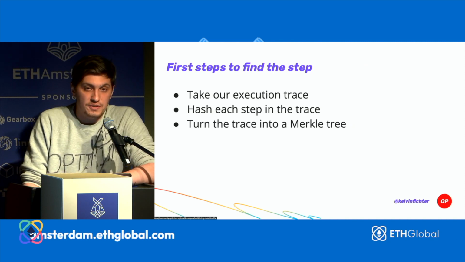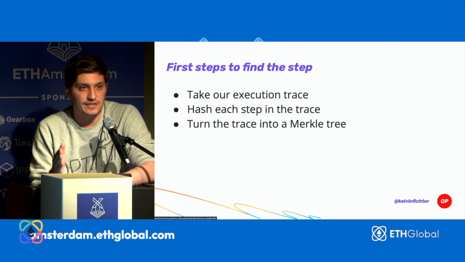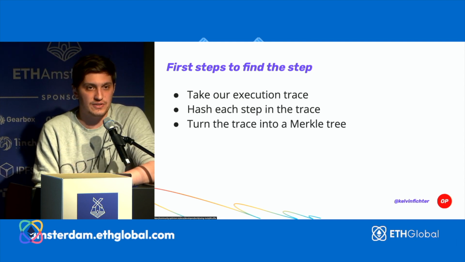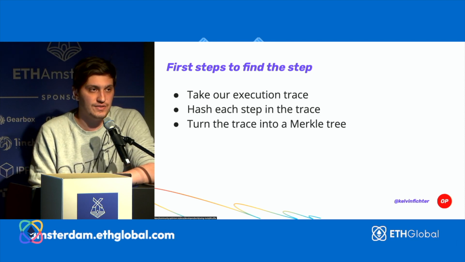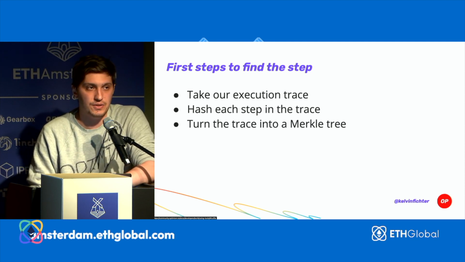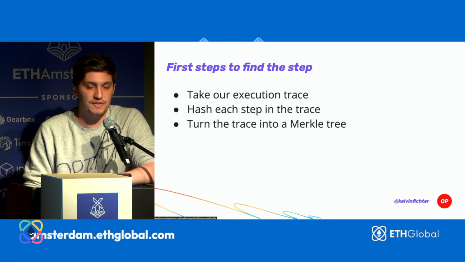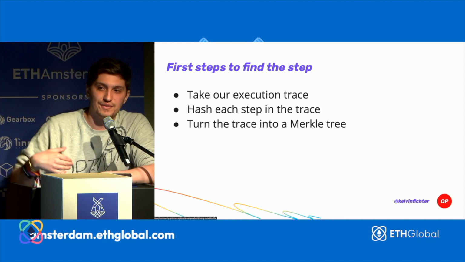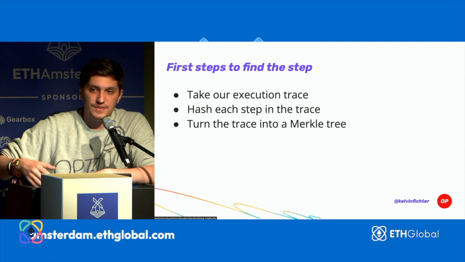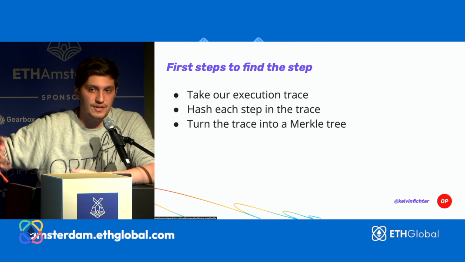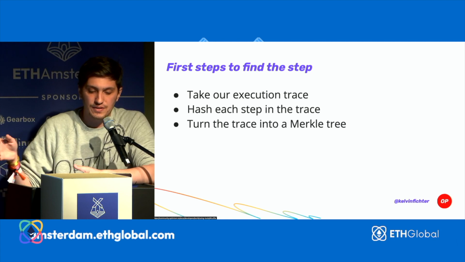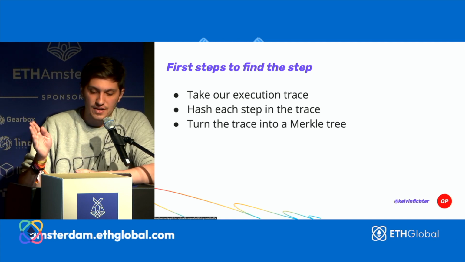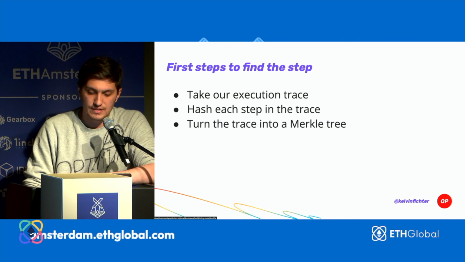So you want to find out, how can you find this first execution step where you disagree? Because if you can just get down to executing a single execution step, that's very, very cheap, and you can do that on Ethereum no problem. So you want to figure out how you and your adversary, the person who published this output, this claim about the state of layer 2, can play a game and figure out where this first disagreement is.